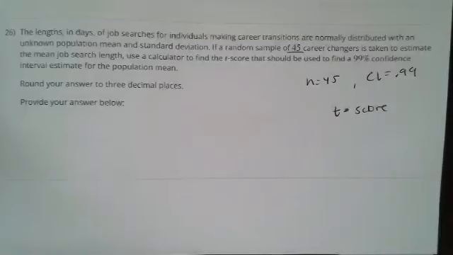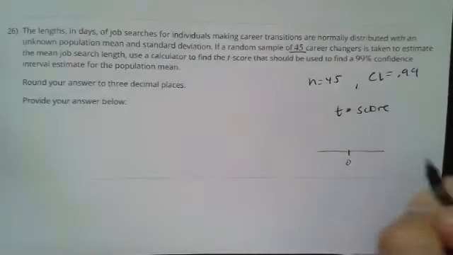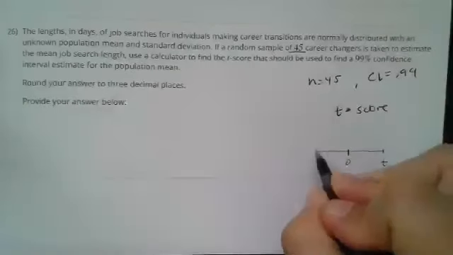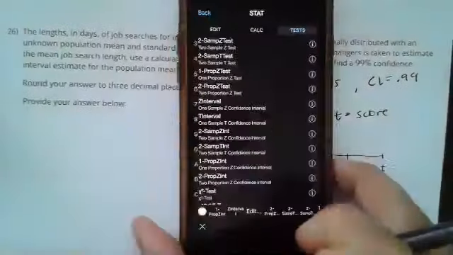There's another way to do it, where you do the T interval and then find the T-score that way. Because if you have a T interval, you have 0, then a T-score here, and then the negative T. So that's one way to do it. Let's go ahead and do that.